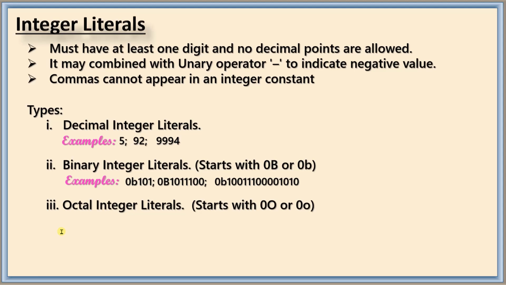To specify this, you need to use 0 and O. The O may be a capital O or small o, but always starts with 0. Any number system other than decimal will be starting with 0 only. Okay. So now to specify 5, the equivalent octal number is 5 only. So we will write 005. Similarly, for 92 in decimal, if you want to represent in octal number, you need to write 00134.